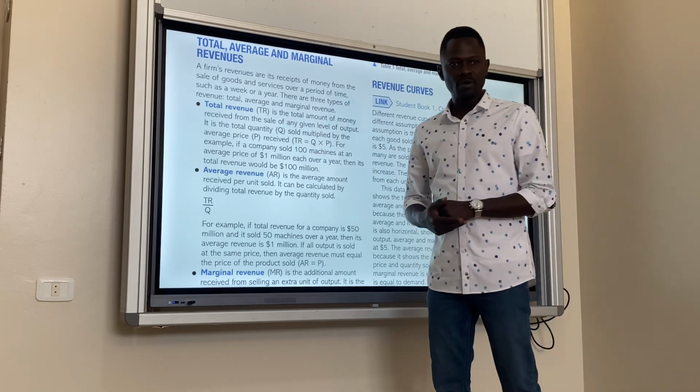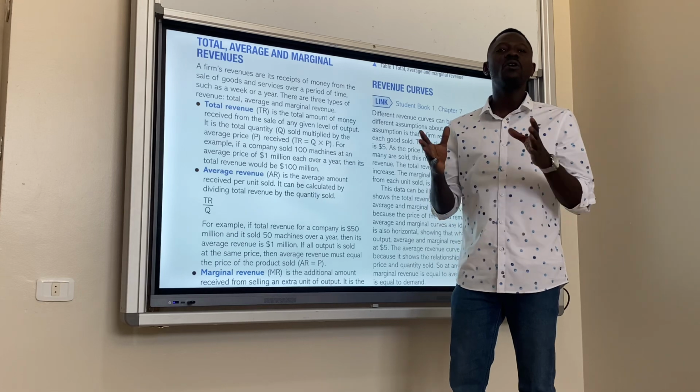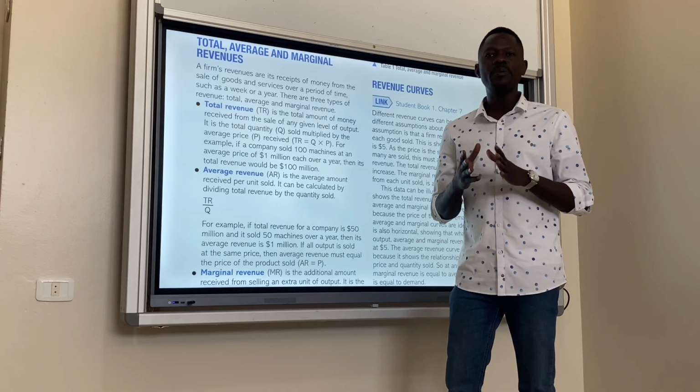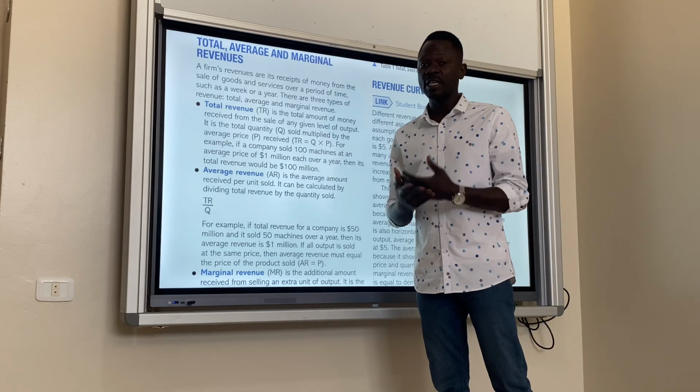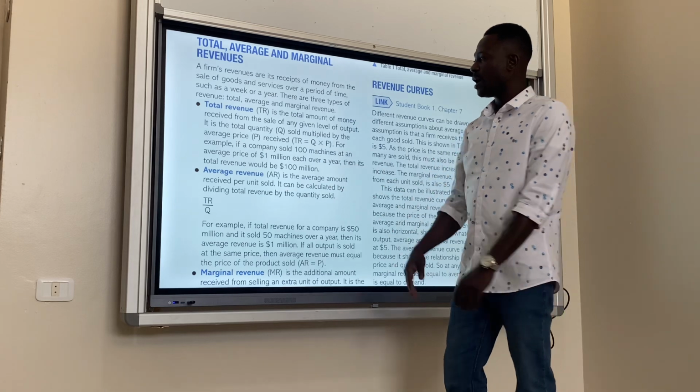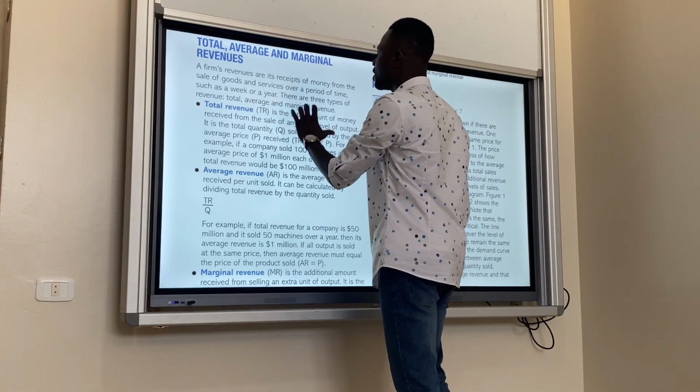We call it revenue or revenues because it's the total of your receipts in terms of what you sold as a firm over a period of time. It could be weekly, it could be daily, it could be monthly, and it could be yearly. So there are three types of revenue. We have the total, the average, and the marginal revenue.